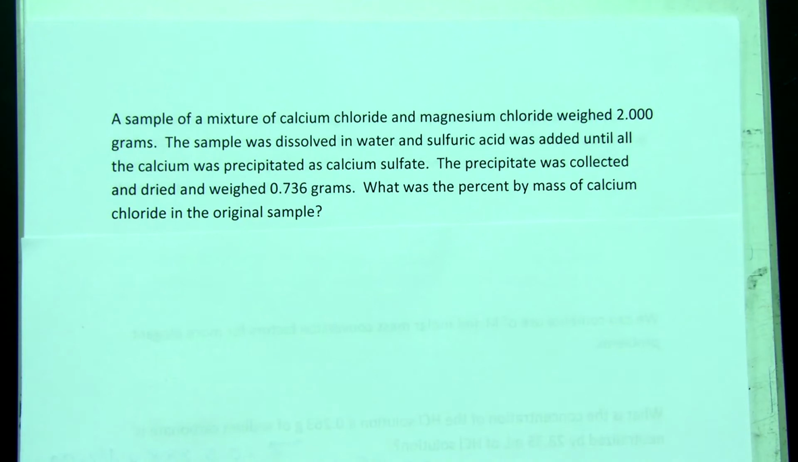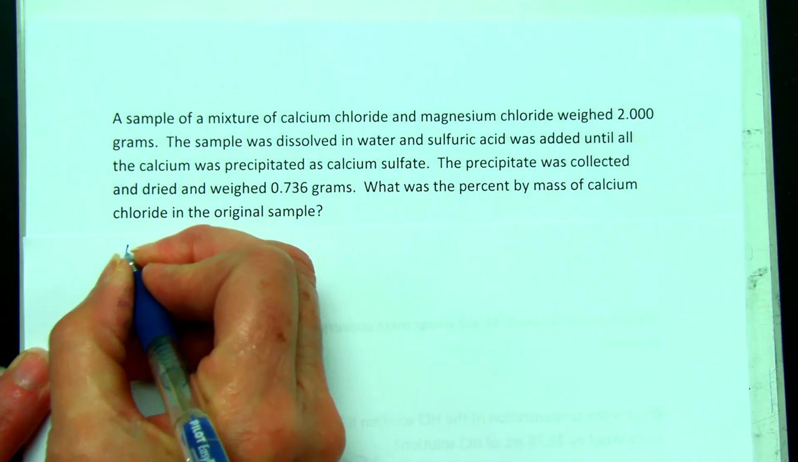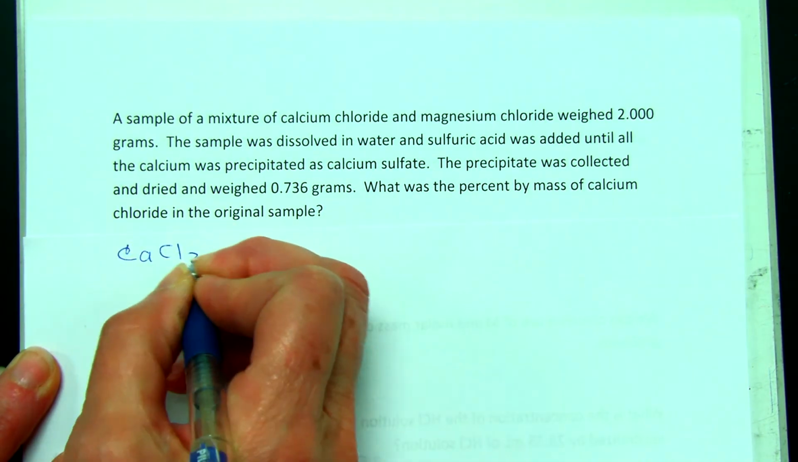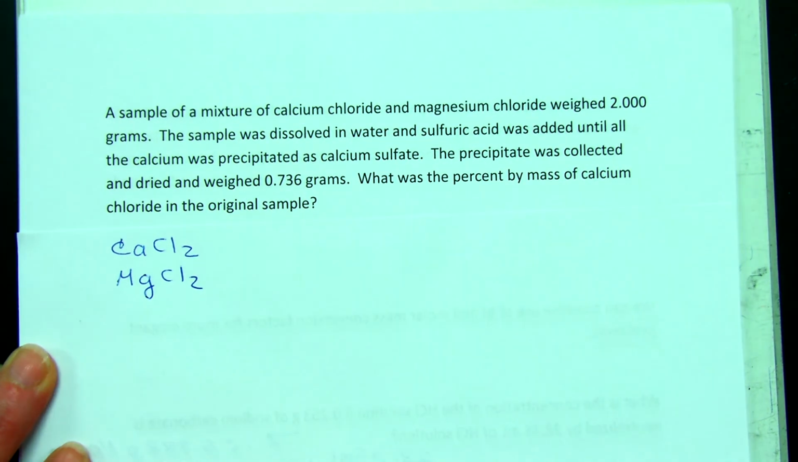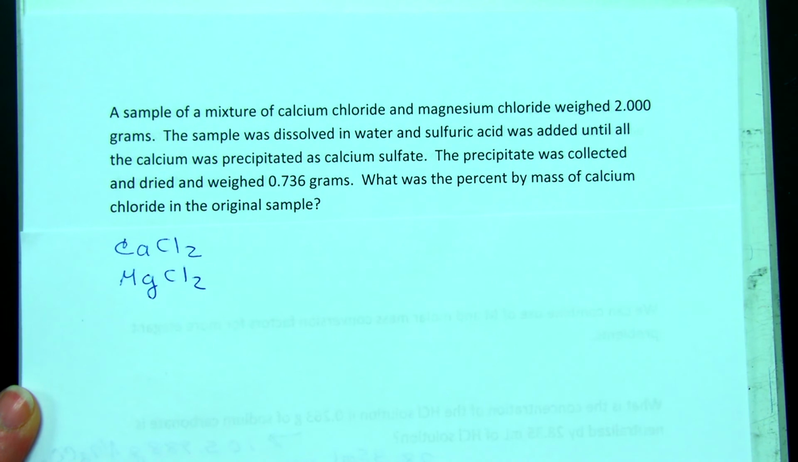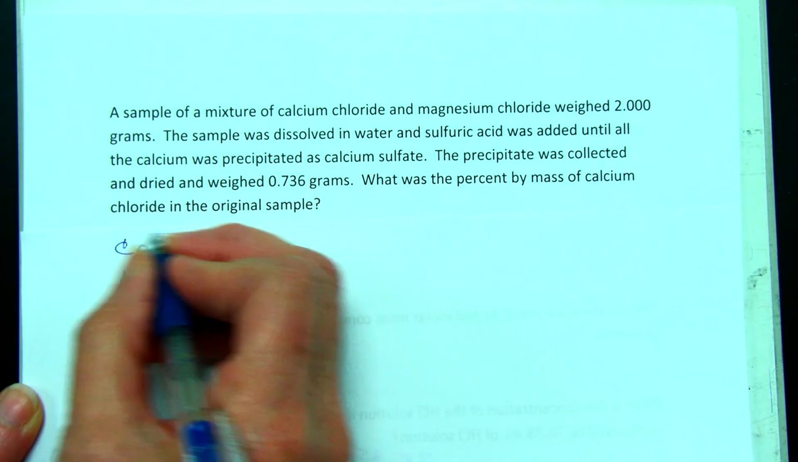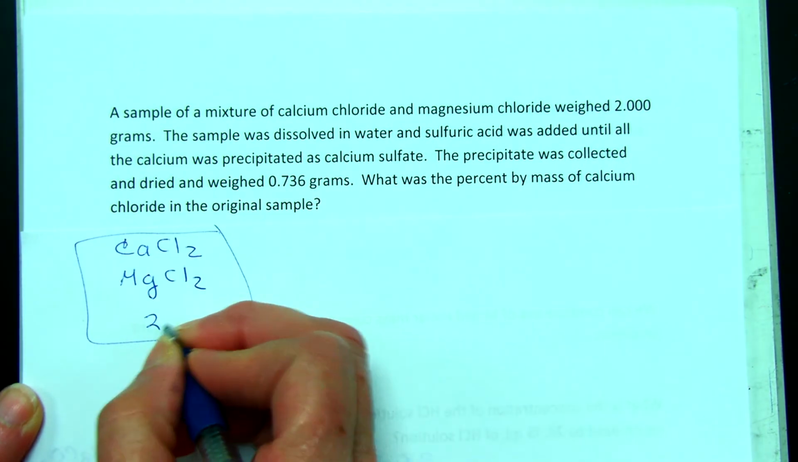So when we look at this next problem, it can seem really overwhelming when you're reading it because it doesn't tell you the real chemistry. It just gives you a lot of information. It tells you that you have calcium chloride and magnesium chloride mixed together in a mixture, and this mixture has a mass of 2 grams.